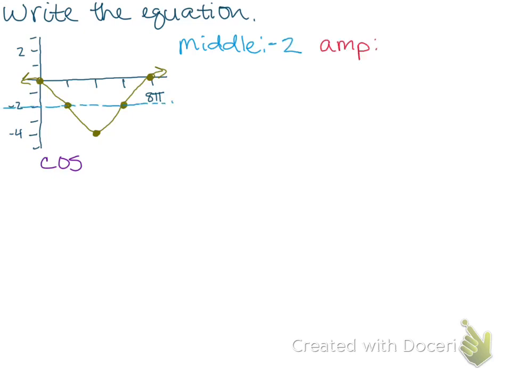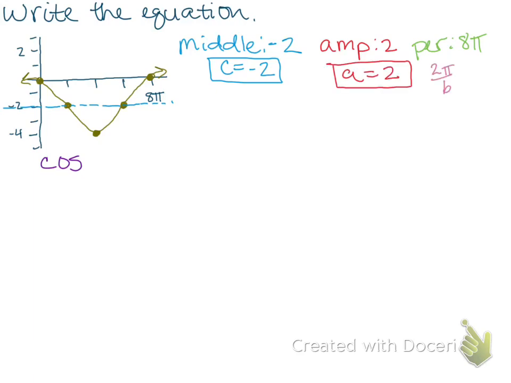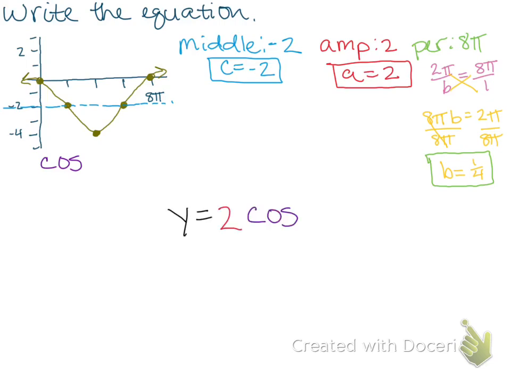The amplitude, remember, amplitude is height above and below the middle. So how far to the top or how far to the bottom from the middle? So that would be 2. And the period is 8 pi. So my C is negative 2. My A is positive 2. And my period is 2 pi over b, which equals 8 pi. Make that over 1. Now cross multiply. So I get 8 pi b equals 2 pi. Divide both sides by 8 pi. And that leaves me with 1/4. So my equation, y equals 2 cosine 1/4 x minus 2.